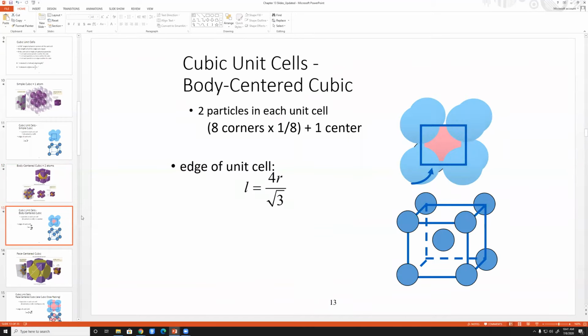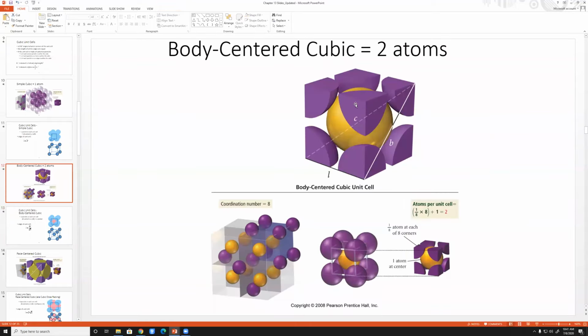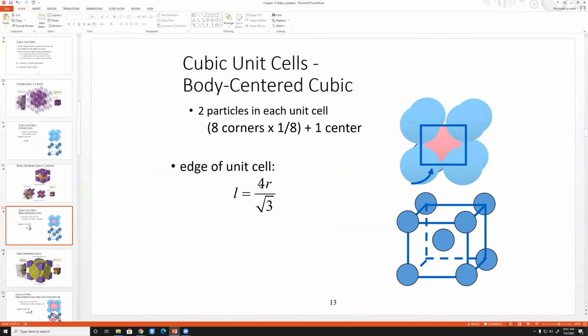And the edge of it is a little bit more complicated, and they have this equation for it. It's the length of the edge equals 4 times the radius of the atom divided by the square root of 3. So you can tell it's a little bit more than 2 times the radius. There's a little bit more to that. So they come up with the equation 4r over the square root of 3. And someone's thinking right now, I can tell, oh, do we need to memorize these equations? No, you don't. So that's good.